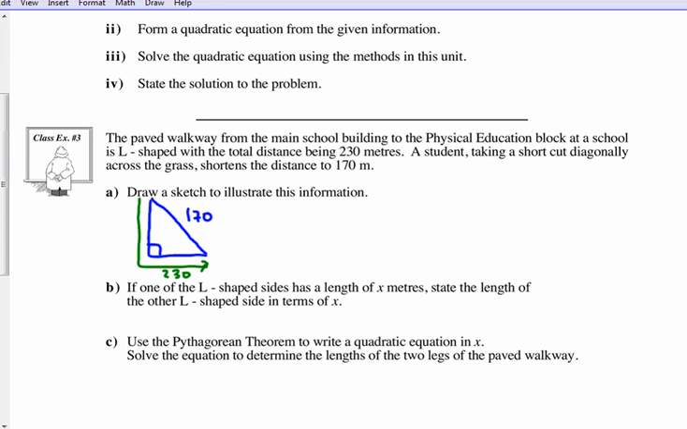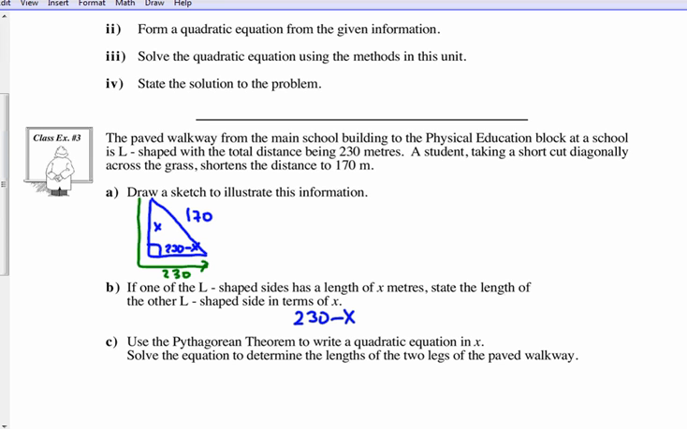We'll probably have to use that formula. Pythagorean Theorem. If one of the L-shaped sides has a length of x, state the length of the other side. So if this is x, the other side in terms of x, so not introducing a new variable, how could we represent the other side? 230 minus x. Because we know the total distance is 230. The total distance is 230, so this would be 230 minus x.